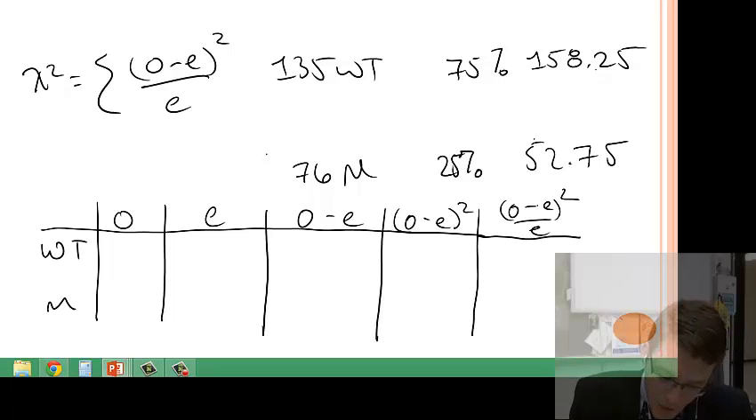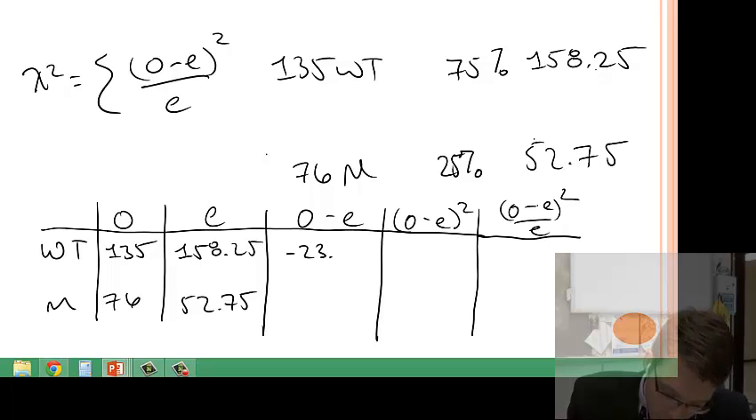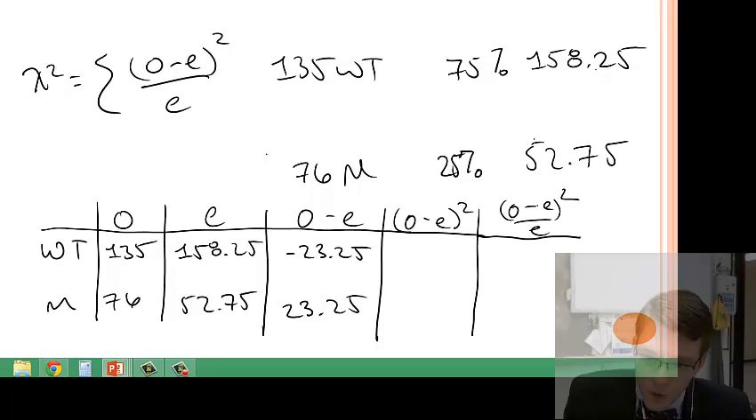Okay. Now, we observed 135 wild-type individuals, but we expected 158.25 wild-type individuals. We observed 76 mutant individuals, and we expected 52.75 mutant individuals. So now I'm going to subtract the expected from the observed, and I get negative 23.25 for my first row, and then conversely I'll get 23.25 for my second row, for my mutant row.